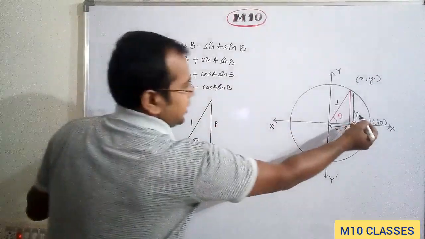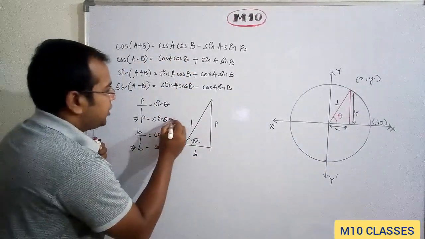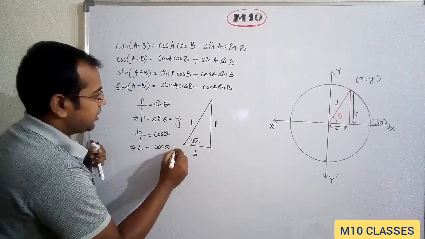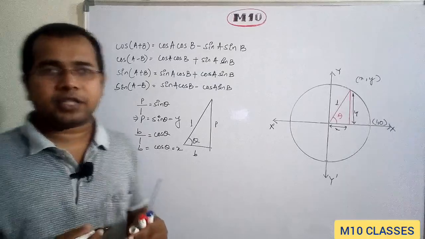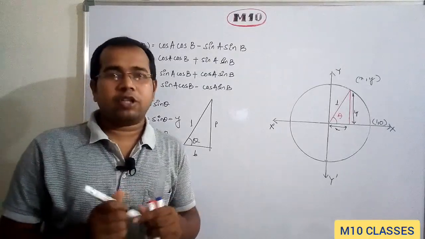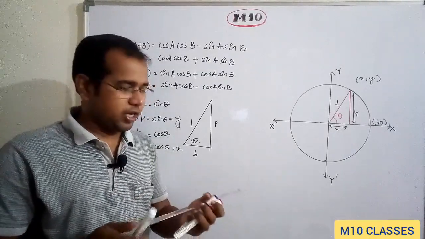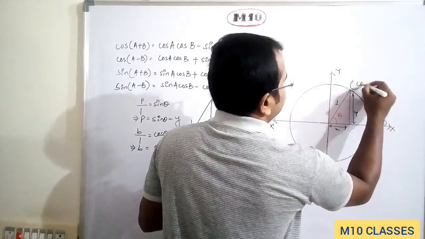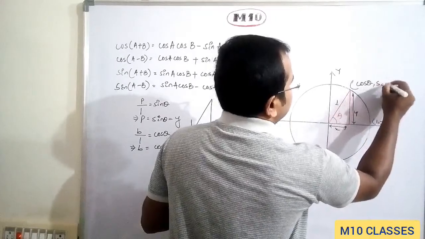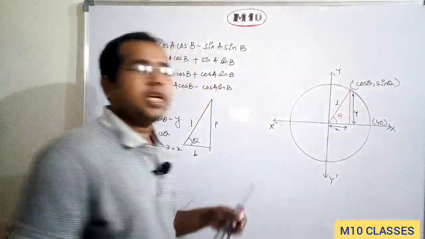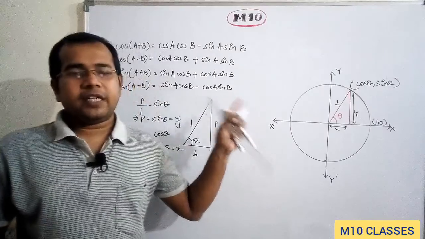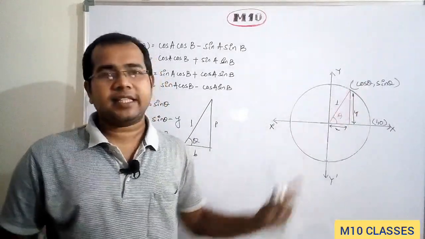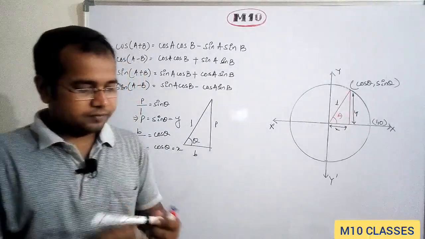Here this p is nothing but your y. So you are getting your y coordinate as sin theta, and b, that is equal to x, which is nothing but cos theta. So you have got the x coordinate as cos theta and y coordinate as sin theta. So you can represent this point as cos theta, sin theta. So any point on a unit circle can be represented as cos theta and sin theta if given angle is theta.